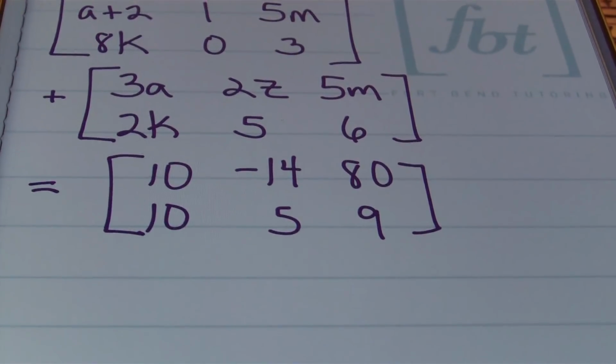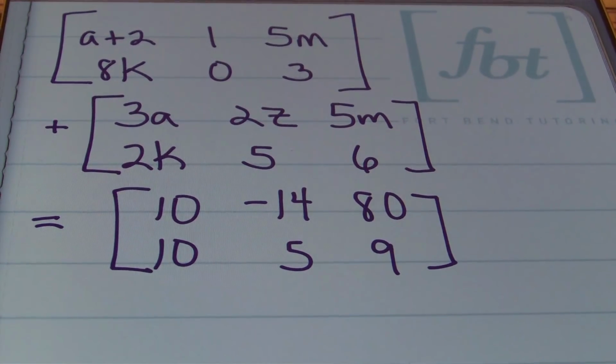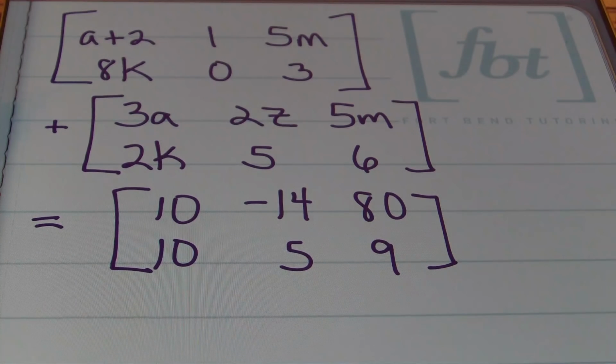All right. You guys said that we were going to do this in alphabetical order, right? So that means that our next variable that we're going to solve for is m. Okay, so we have 5m plus 5m equals 80. So solving for m, we're going to be setting up an equation based on the corresponding elements located in the first row and third column.